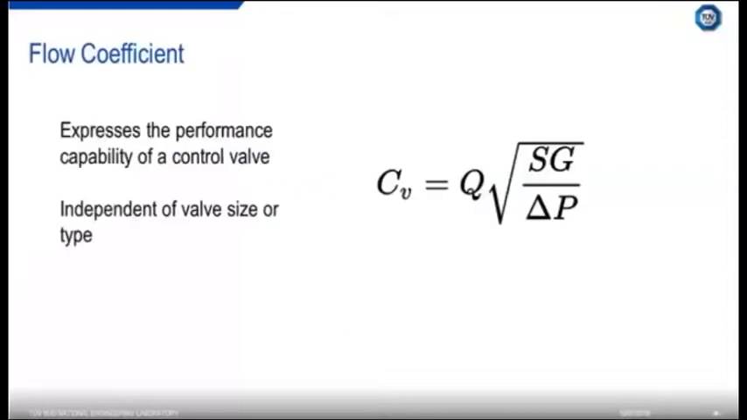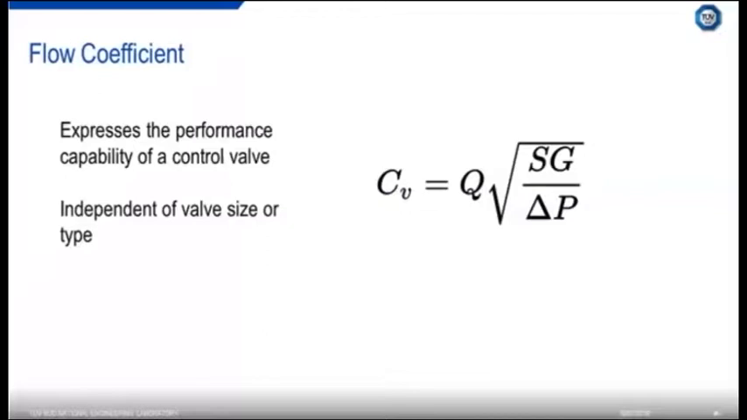The first one that is really important to have an awareness of is flow coefficient. If you've ever seen a valve brochure or a valve data sheet, you've most likely seen CV values. The CV expresses the performance capability of a control valve. It's calculated based on the formula here.